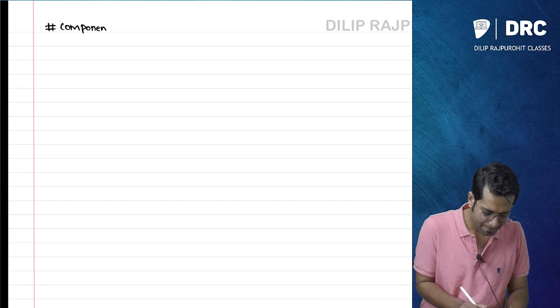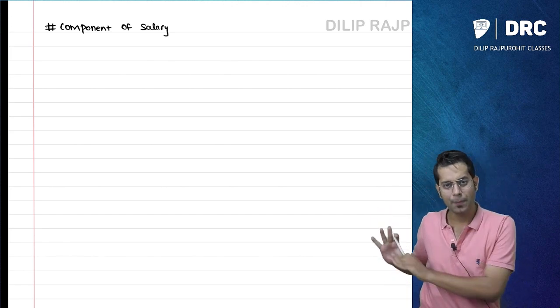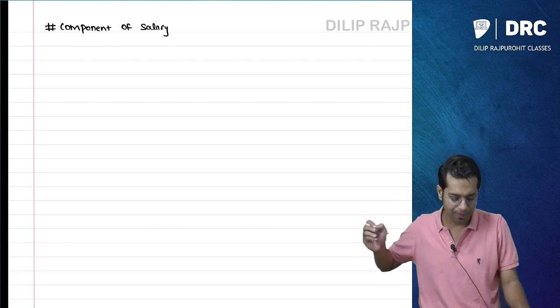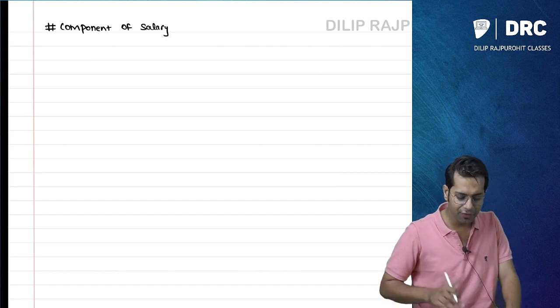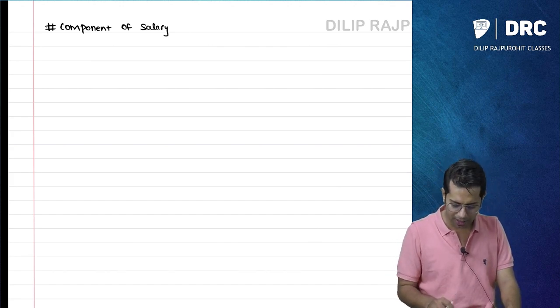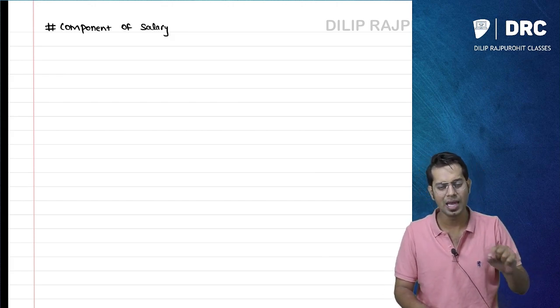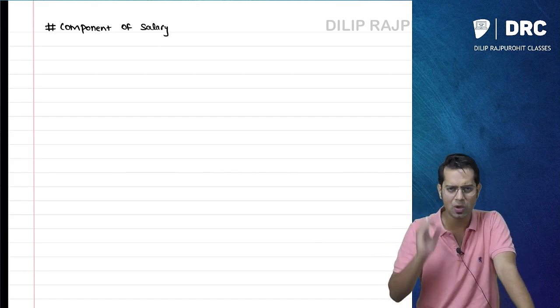Components of salary. My humble request to you all, this chapter you write with me in your book. As and when I am writing, you also write it with me, because there are different formulas which you have to understand, which you have to know. These formulas, only if you write along with me, will they fit in your mind. You will be able to understand right away.